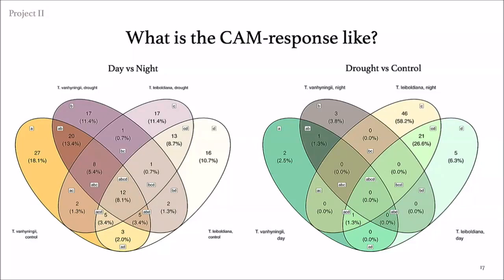It's more difficult to say anything about sharedness in the drought versus control because we anyway have very few genes in the strong CAM. But I did find it interesting that Tillandsia leiboldiana at night has like 67 genes differentially expressed that are pre-described as CAM. So I do think that this shows that when leiboldiana is stressed, it actually is activating a CAM-like cycle.